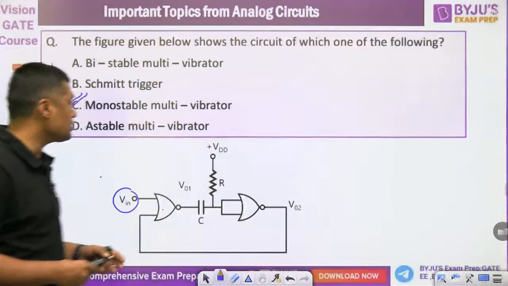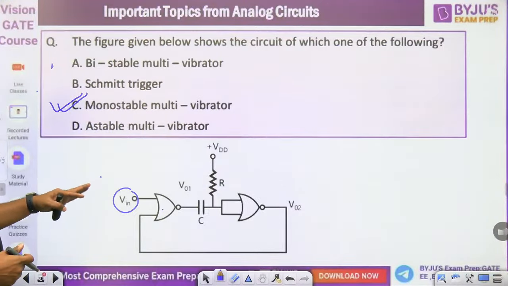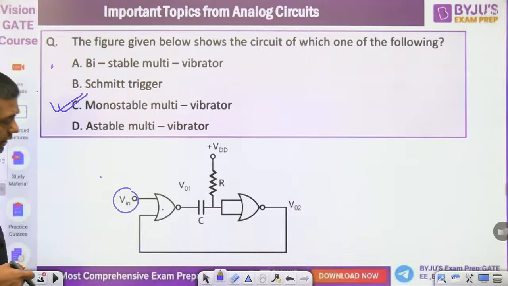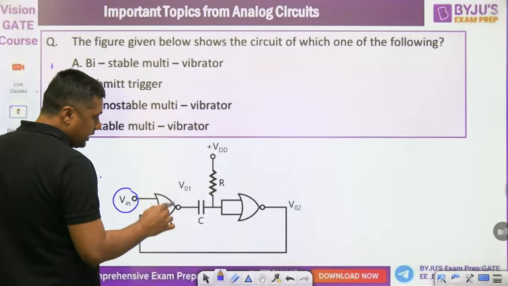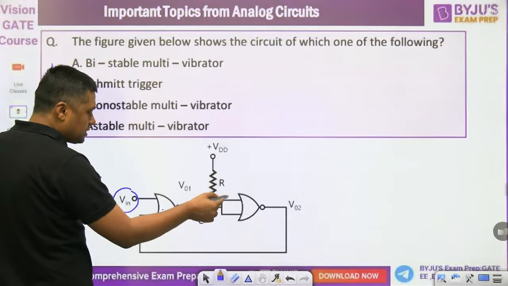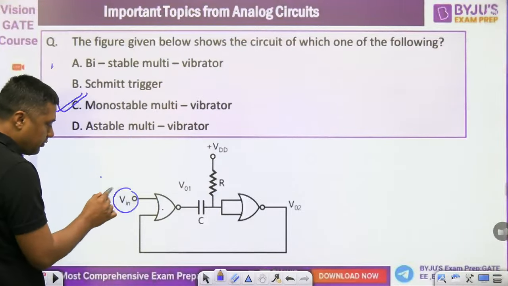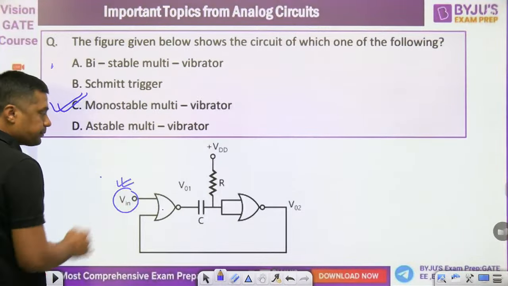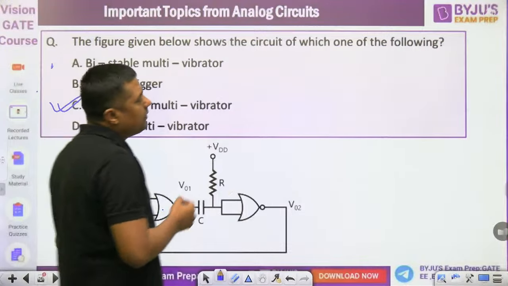Okay, it is a monostable, right? So NOR gate, what is the function of the NOR gate, right? And then the capacitor will charge. It will also give the trigger to the circuit, and initially we will apply trigger at this point. What is the monostable multivibrator?